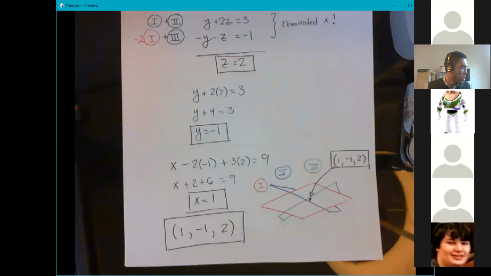Are there any questions on solving systems of 3 equations in 3 variables?